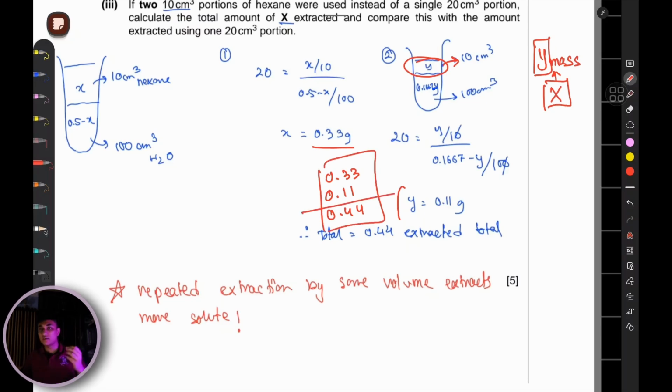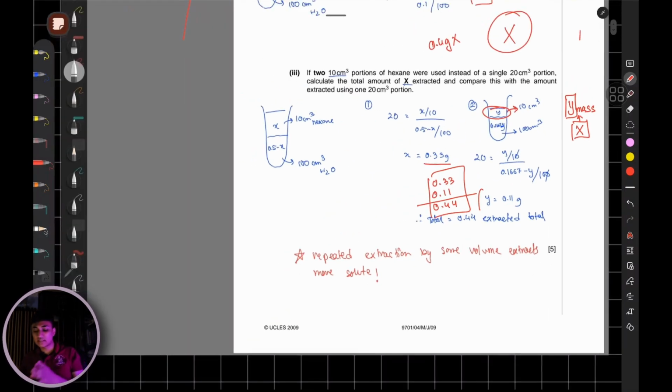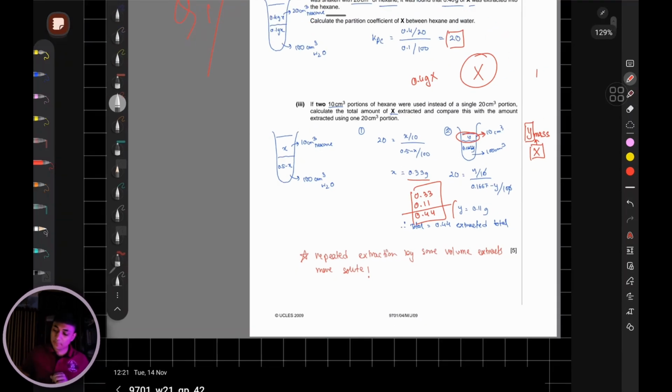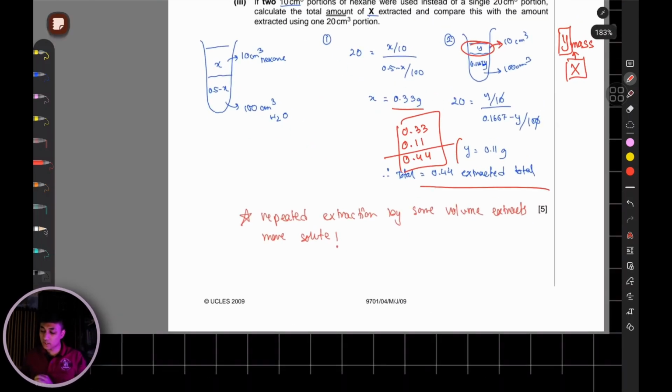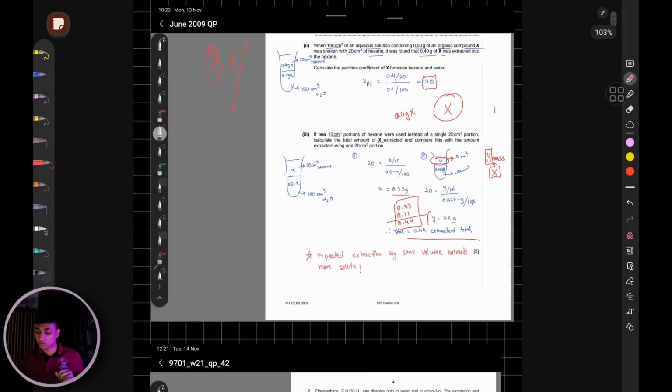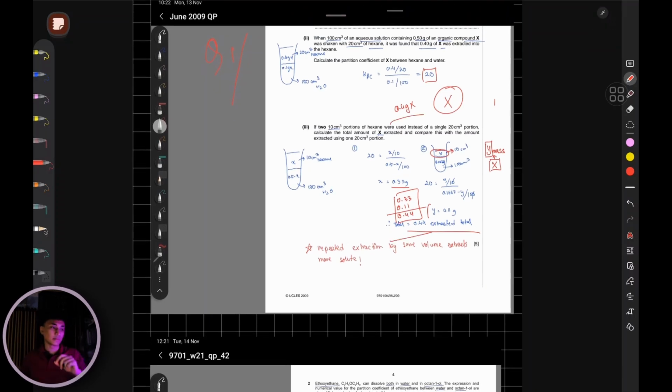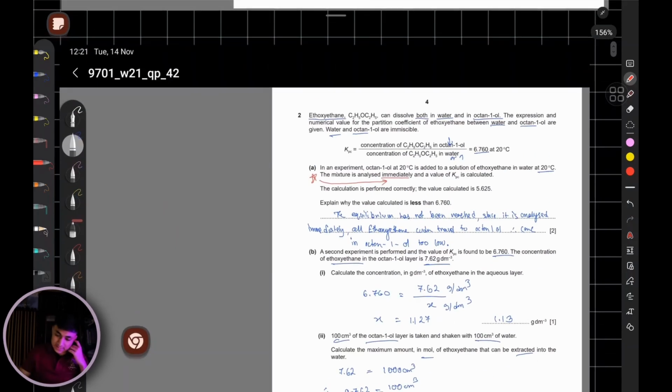Hence, at the end of the day, you have extracted more of X by having two different trials, that is, having two different separation processes. The KPC is constant. The amount of X in water is also constant. However, what's changed is the number of trials, the number of executions, right? So I've separated it twice, once 10 cm cube, then again 10 cm cube. And at the end of the day, I'm left with 0.44 grams in the hexane solution. Great. So that is your question 1, right? 0.04 grams more.